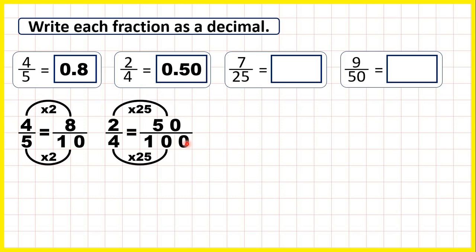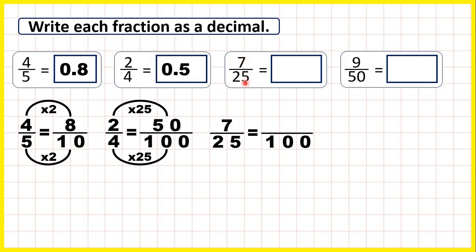So the denominator of 100 tells us that we write the 50 with 2 digits after the decimal point, so the 5 gets shifted over. But 0.50 is just the same as 0.5 because we don't need zeros on the end of decimals. The other way to work out 2 quarters is first to simplify it. So 2 quarters is the same as 1/2, and then we could have found that 1/2 is the same as 5 tenths, so that's 0.5.